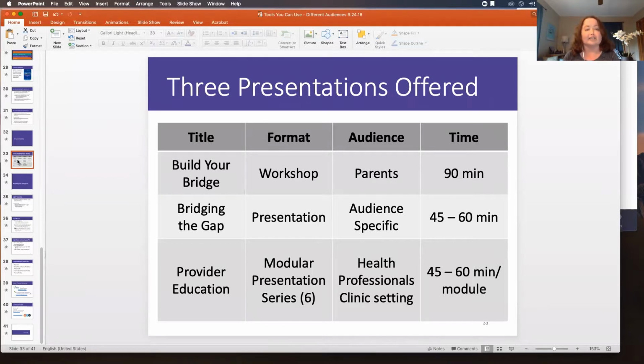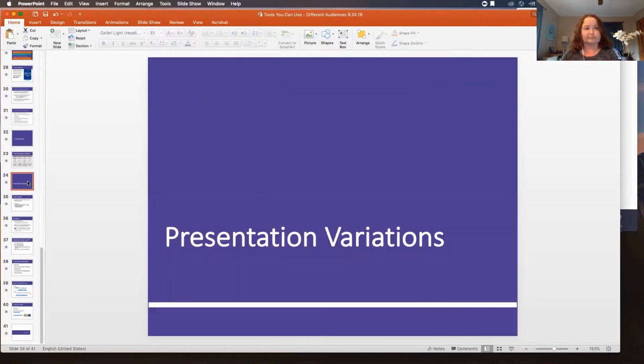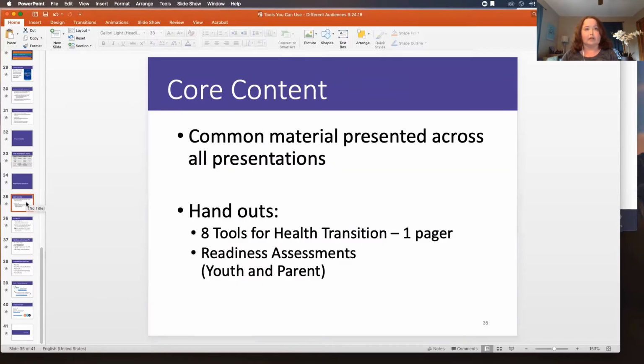And then we have our provider education series, which is a modular presentation of what is now 6 different modules focused for the healthcare professional and clinic setting, really with the goal of helping them to develop the way in which they do healthcare transition inside of their clinic workflow. So this is very clinic specific. It's very focused on that individual clinic and requires a little bit more work as a team to put together and complete the modules. So we do vary the presentations of that Bridging the Gap. And we do have some core content that's common across all of the presentations.